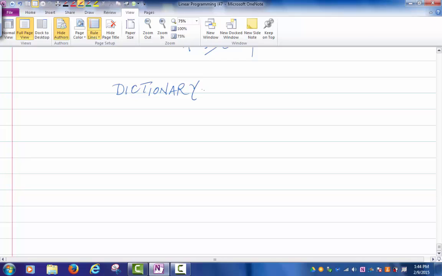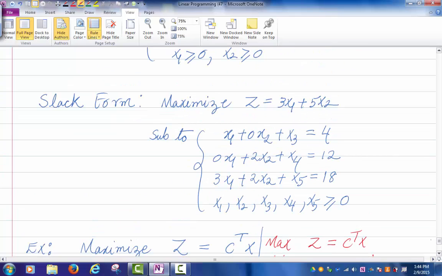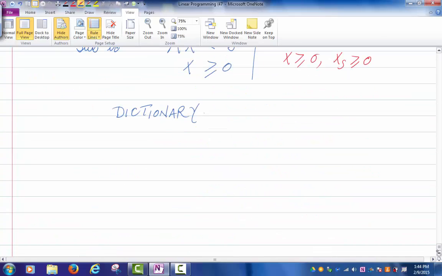Okay, so what is a dictionary? Well, basically the initial dictionary will be like this. Let me go back to the example that I had. Let's look at the slack form of our example. What I'm going to do here is solve for the slack variables.